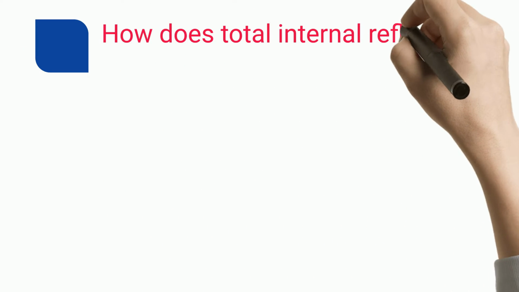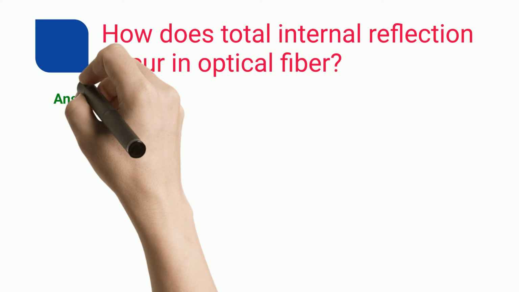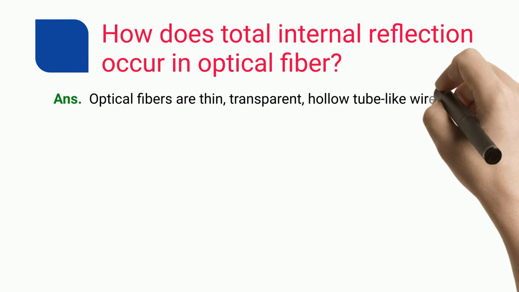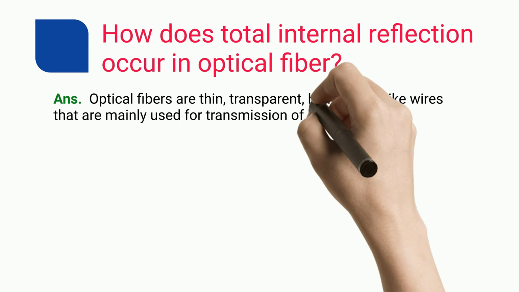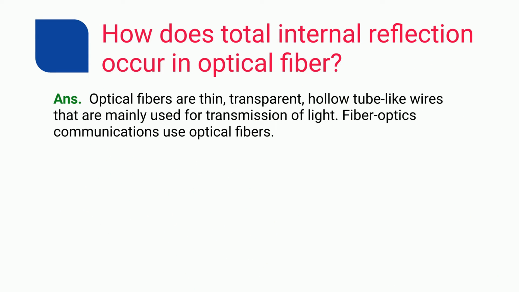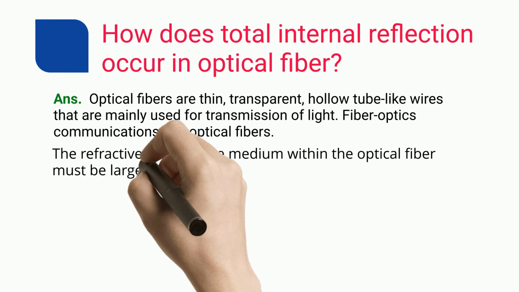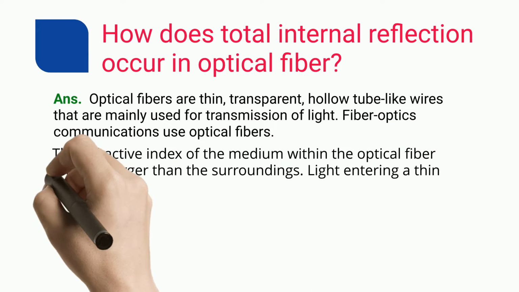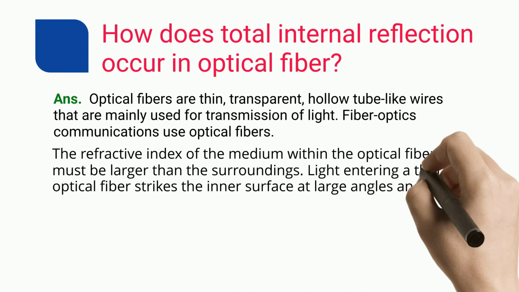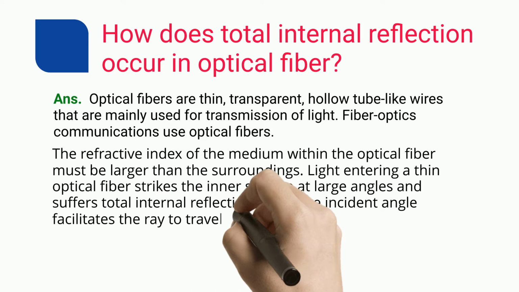How does total internal reflection occur in optical fiber? Optical fibers are thin, transparent, hollow tube-like wires that are mainly used for transmission of light. Fiber optics communications use optical fibers. The refractive index of the medium within the optical fiber must be larger than the surroundings. Light entering a thin optical fiber strikes the inner surface at large angles and suffers total internal reflection.